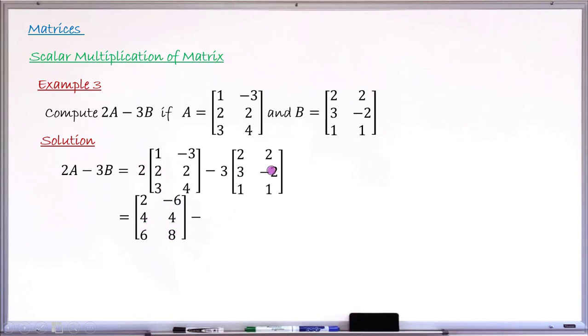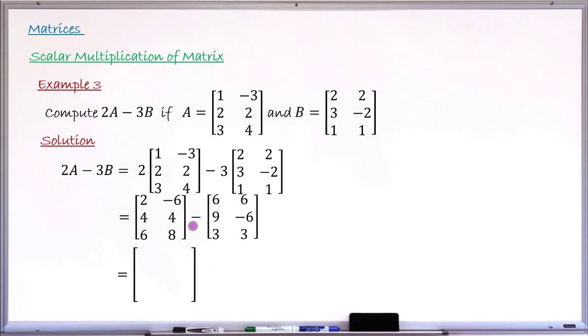Then I will also do the scalar multiplication. That is 3 times every entry inside here. So I'm going to have something like 6 in the first row, 9, minus 6 in the second row, 3 in the third row. If you did correctly, this is what you're going to have. So what I'm going to do next is to perform this subtraction. So let me do that.